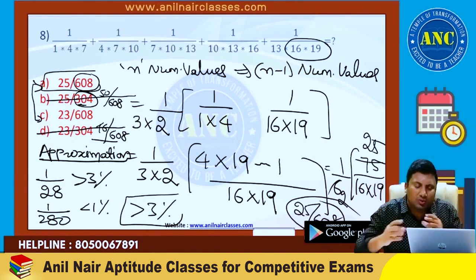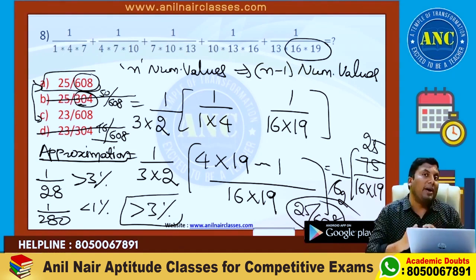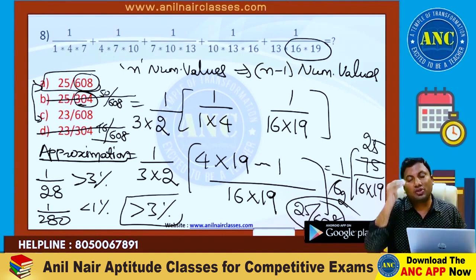The smaller values will come together and it is becoming just greater than 4%. I hope you are able to eliminate. Again I am repeating the key point: Method 2 is the best method. Most of the students know it.